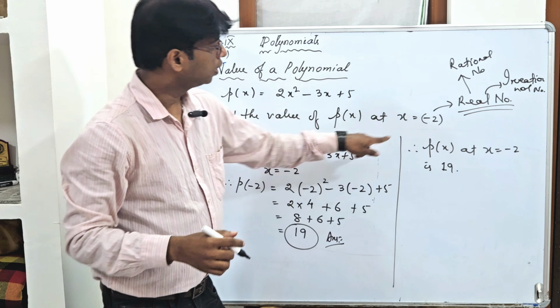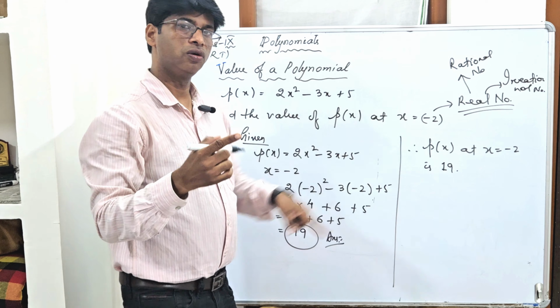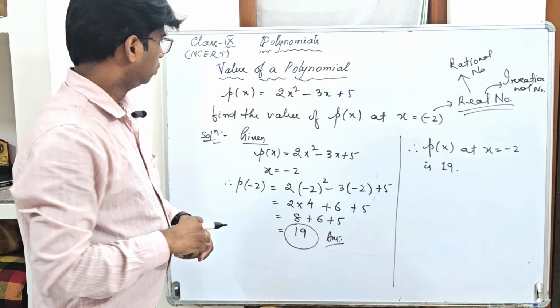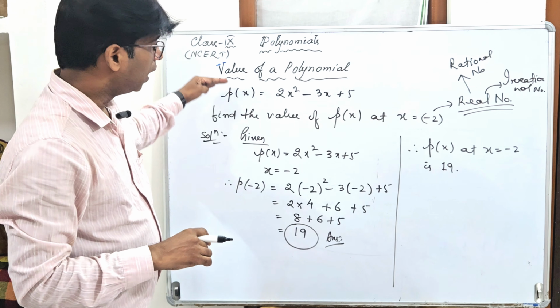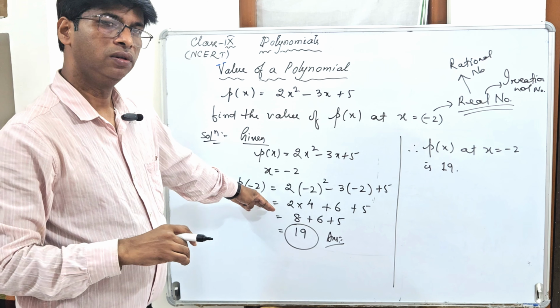So it doesn't mean that x is equal to minus 2. I can take x is equal to root over 2 also. So in this way, we'll be finding the value of the polynomial. Got to know? Okay.